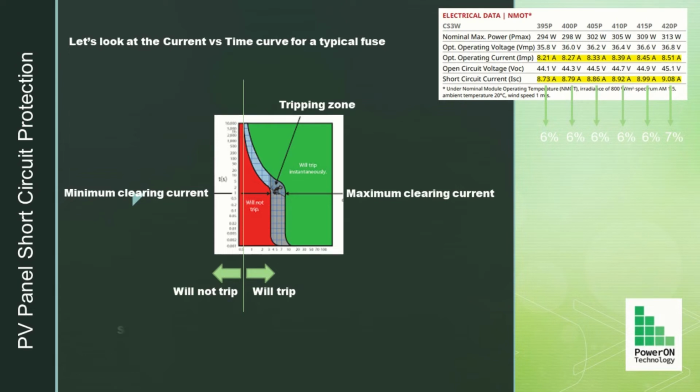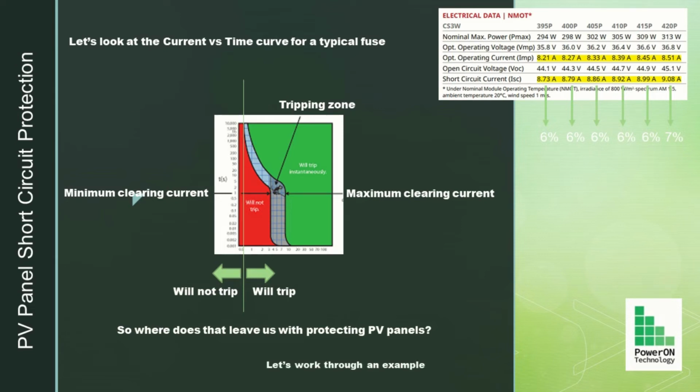So, where does that leave us with protecting PV panels against short circuits? Let's use the 420 watts panel in the range, and work through an example of selecting a fuse for short circuit protection.